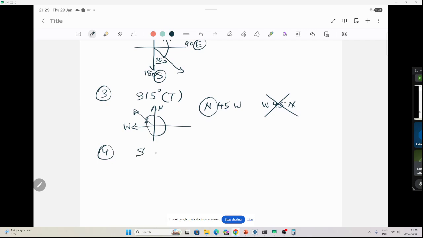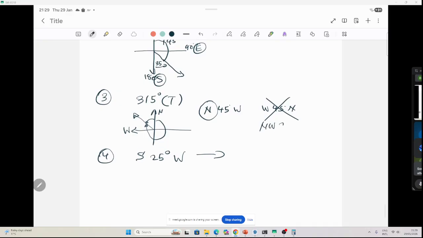South 25 degrees west. Convert to 3 digits. Excuse me, sir, can we write together northwest 45, something like this, NW 45? No, no, no. There are no such traditions. You have to always write it like this.